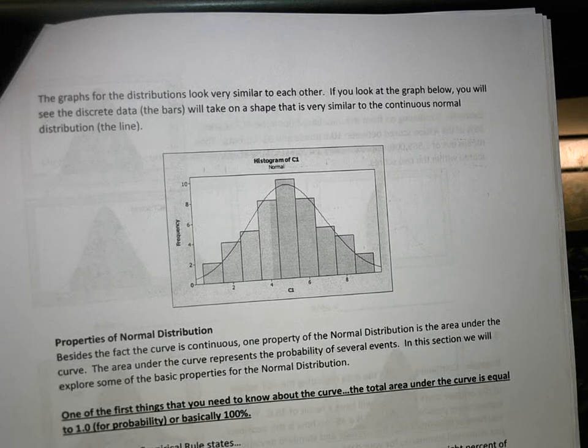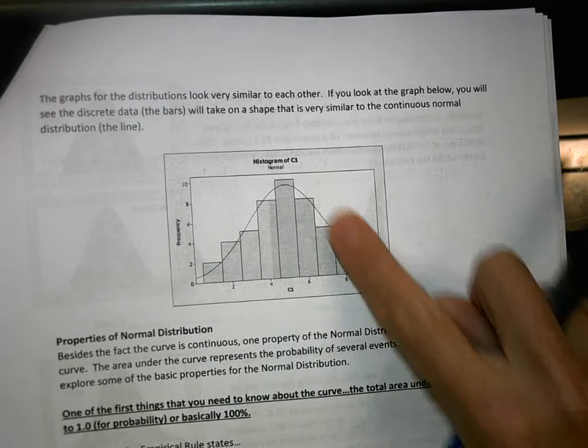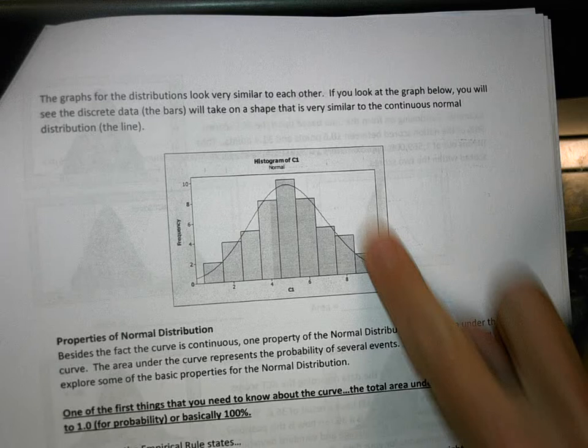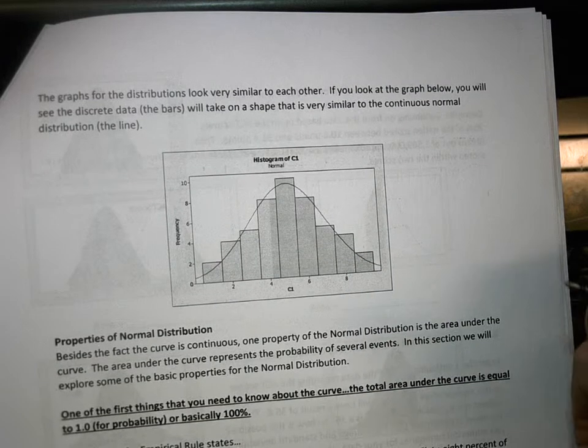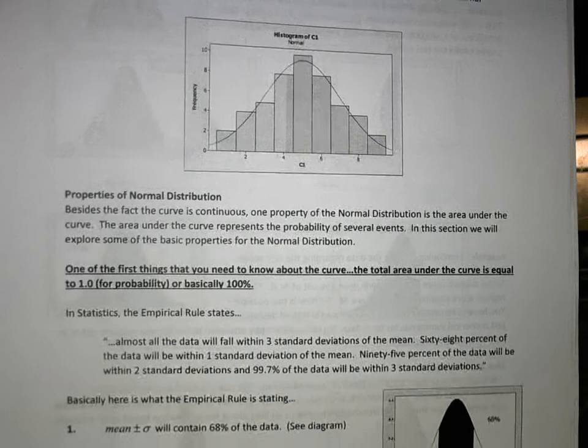Okay? This is oftentimes referred to as a bell curve. And that is continuous. Okay. Properties of normal distribution.